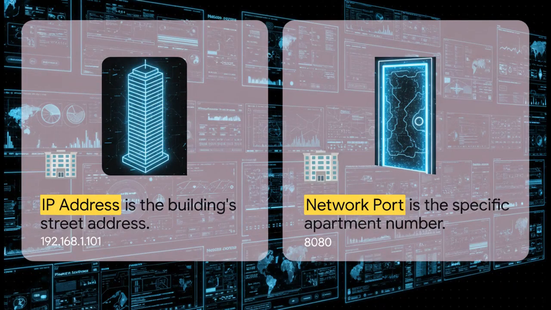Think of it like this. Your computer's IP address is basically a large building's street address. When you order food delivery, buy something online, or, say, schedule a mail pickup, it all goes to that exact same street address. But how does the delivery person know exactly where to go once they're inside? That's your network port. It's the specific apartment number. The port number tells the arriving data exactly which apartment door or application to knock on.